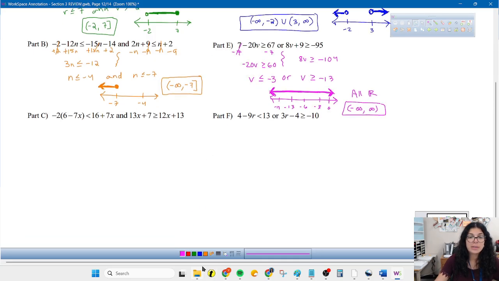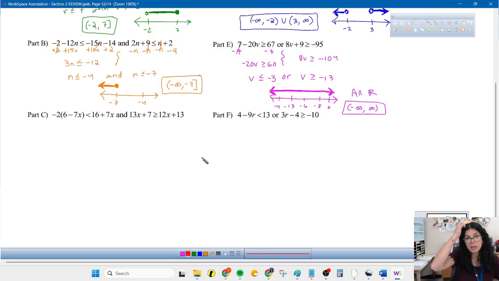All right, let's do part C. So on part C, I can start with distributing -2. We have -12 plus 14x is less than 16 plus 7x. We can subtract 7x on both sides and add 12.